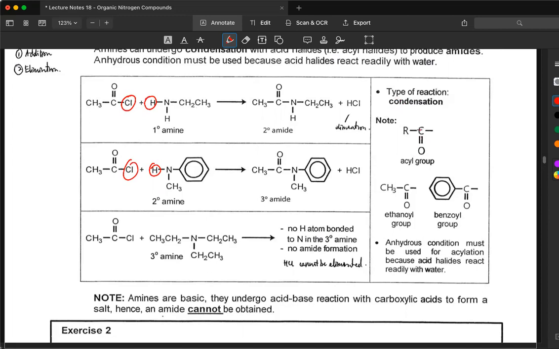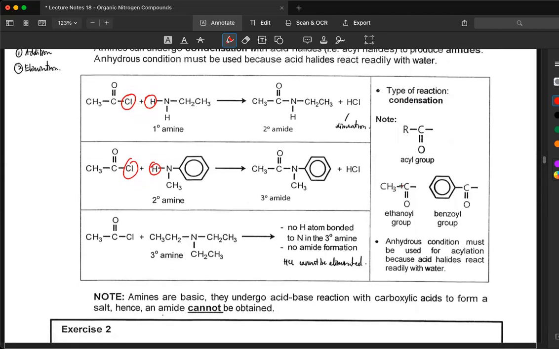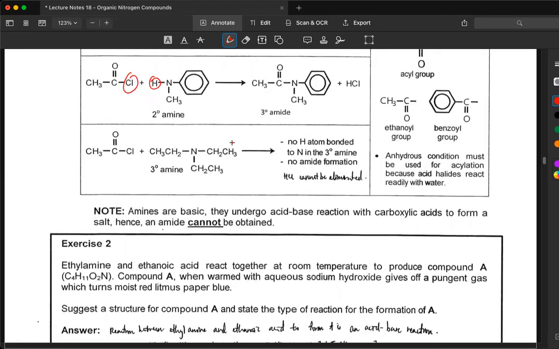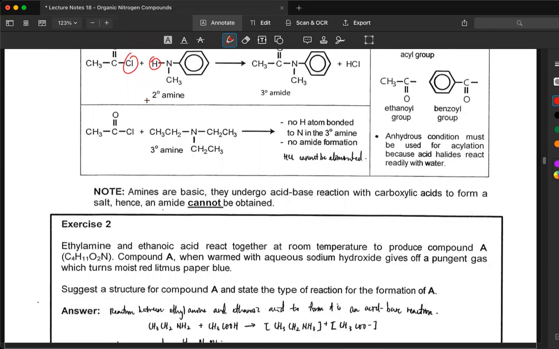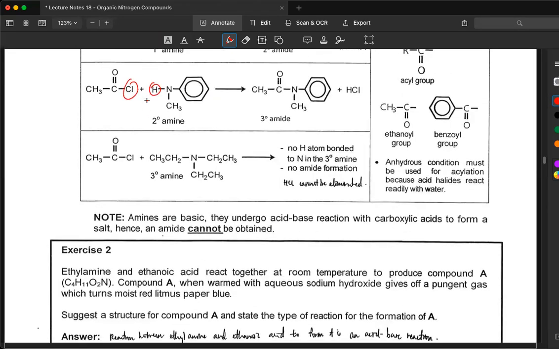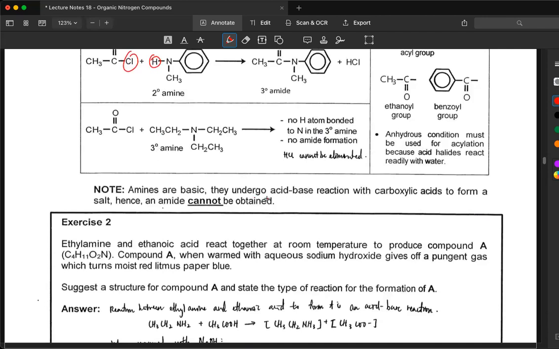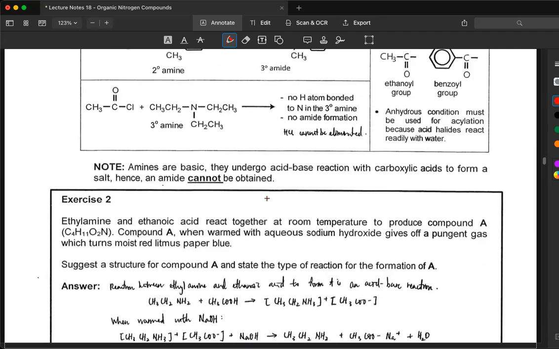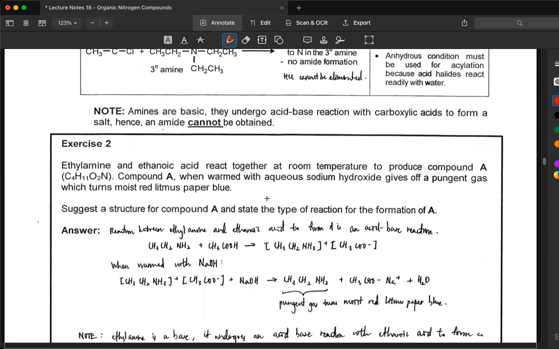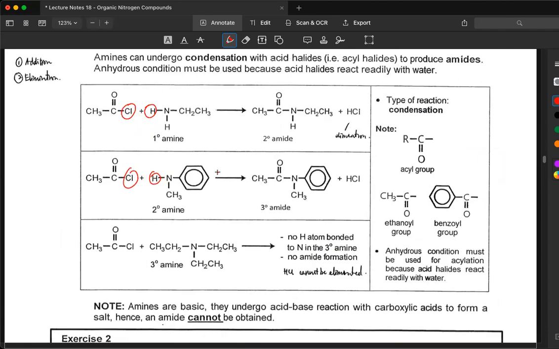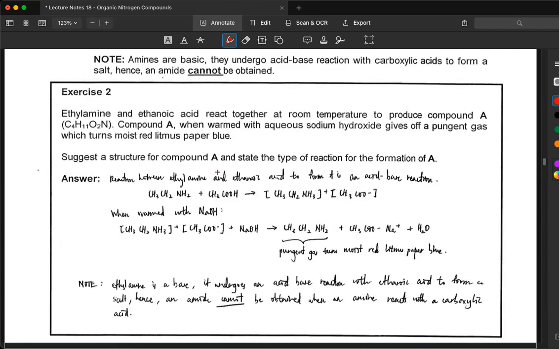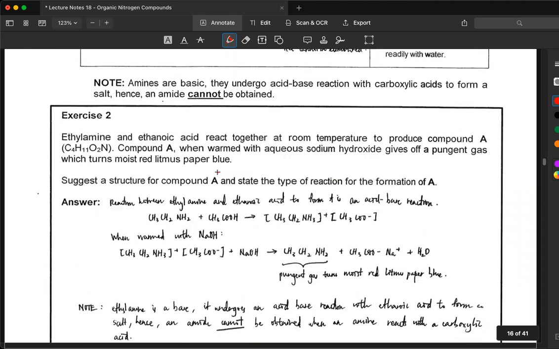We have the acyl group, C double bond O. Then we have the ethanol group and the benzoyl group. Anhydrous condition is used because the acid halide reacts readily with water. We form back the alcohol. Notes: amines are basic, so they undergo acid-base reaction with carboxylic acid to form a salt, but amide is not produced. Just take note of that. It's different from acid halide. Now, I'll give you an exercise, you can read the question first.